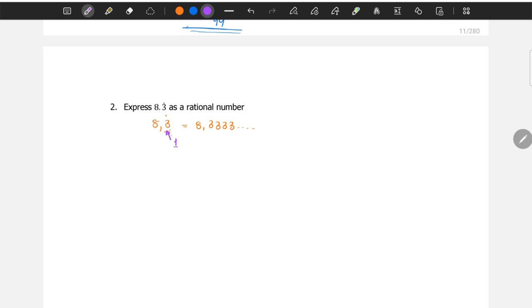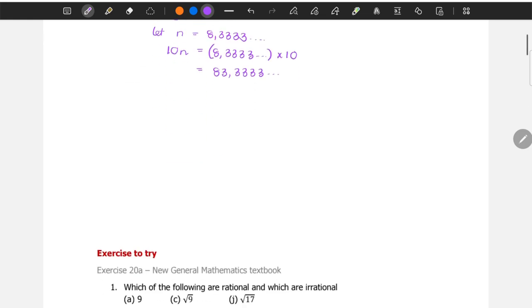So we say let n be 8.3 recurring, and that means 10n is equal to 8.3333, an infinite amount of times, times 10, right? And this will give us 83.3333, an infinite amount of times.